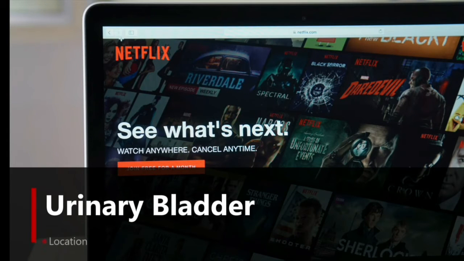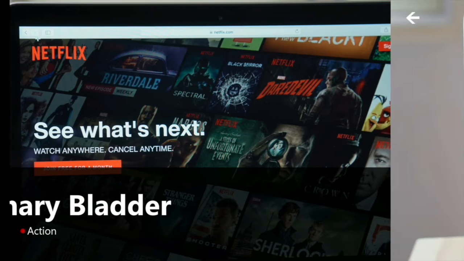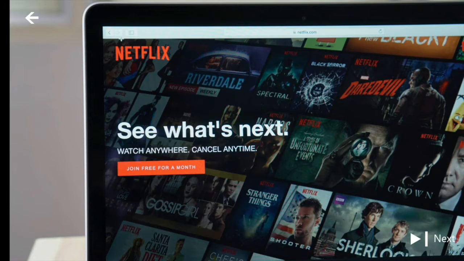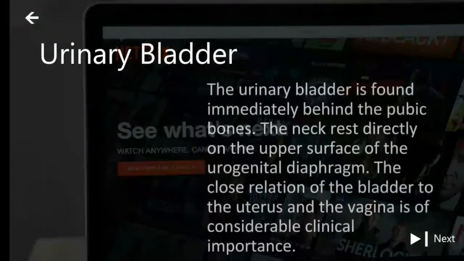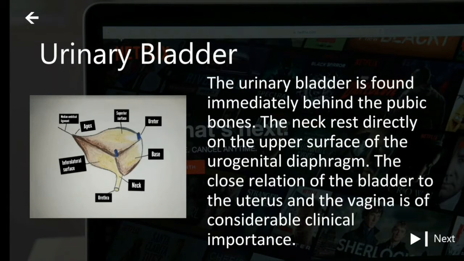Next is the urinary bladder. We'll be talking about its location and action. The urinary bladder is found immediately behind the pubic bones. The neck rests directly on the upper surface of the urogenital diaphragm. The close relation of the bladder to the uterus and the vagina is of considerable clinical importance.